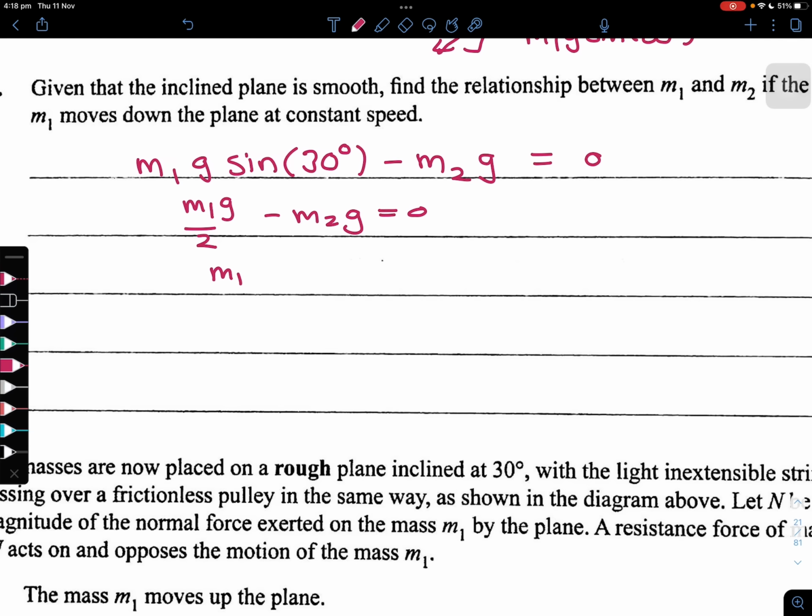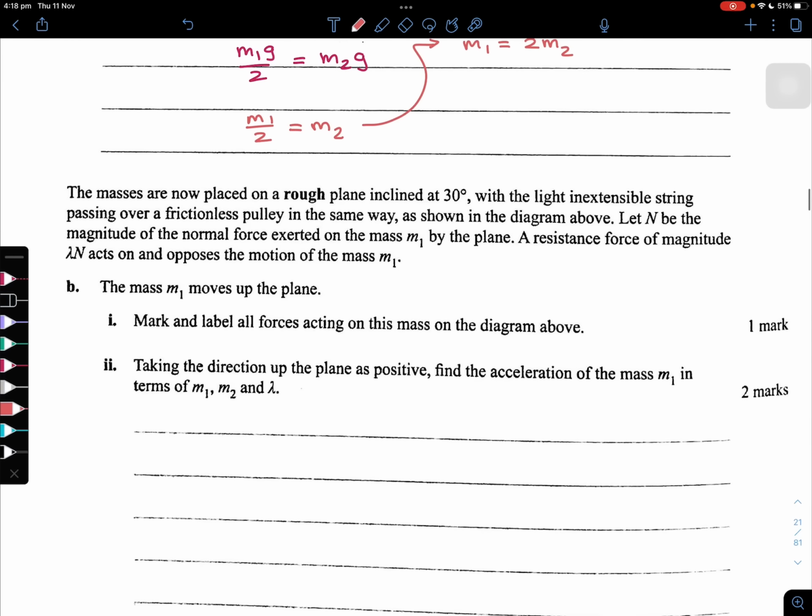And then now just add this to both sides. We get m1g on 2 is equal to m2g. You can divide both sides by g's. The g's will cancel and you'll be left with m1 on 2 is equal to m2. And this leaves us with m1 is equal to 2m2.